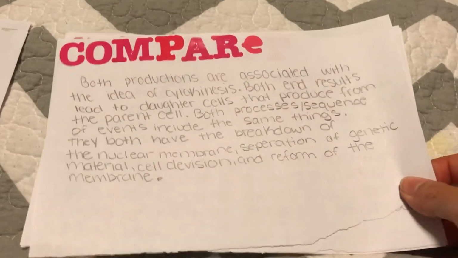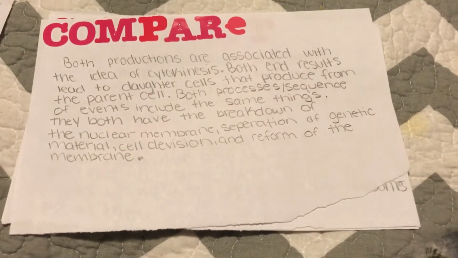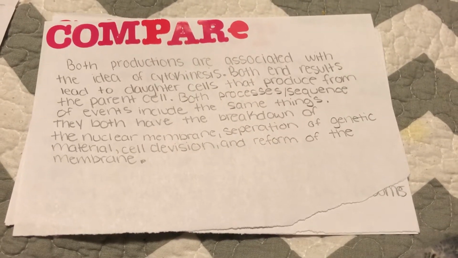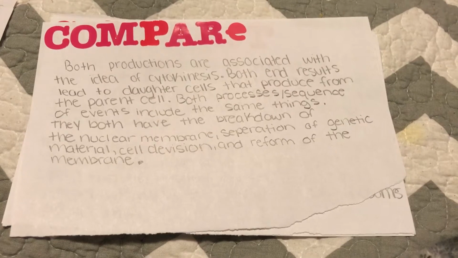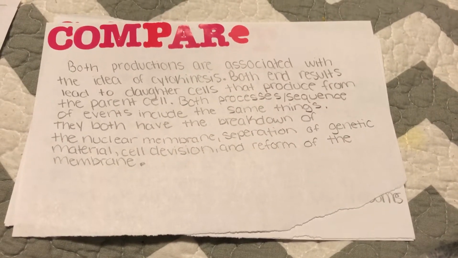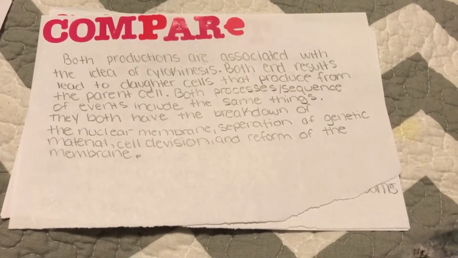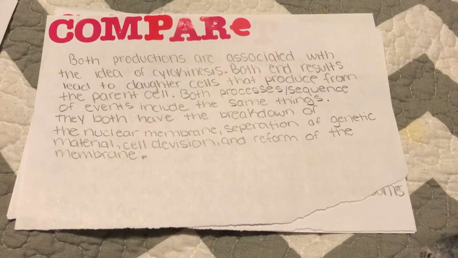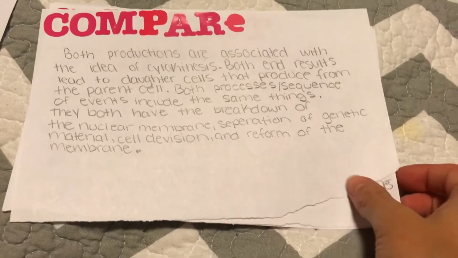Here is a comparison between mitosis and meiosis. Both processes are associated with cytokinesis. Both end results lead to daughter cells produced from the parent cell. Both processes and sequences of events include the same things. They both have the breakdown of the nuclear membrane, separation of genetic material, cell division, and reformation of the membrane.